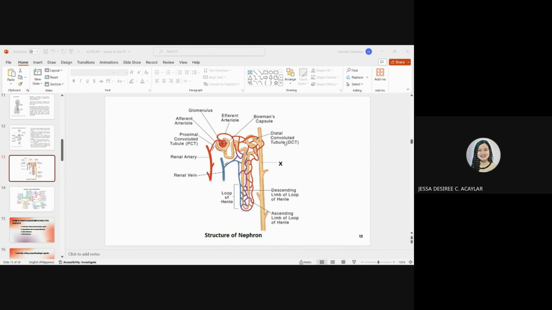Ang site of action po ng thiazide is distal convoluted tubule, sa DCT po siya. Ang mechanism of action niya ay ini-inhibit niya po ang sodium chloride reabsorption. Kapag na-inhibit po ang sodium chloride reabsorption o ang sodium chloride cotransporter NCC, ang effect po ay modest increase in sodium chloride excretion.